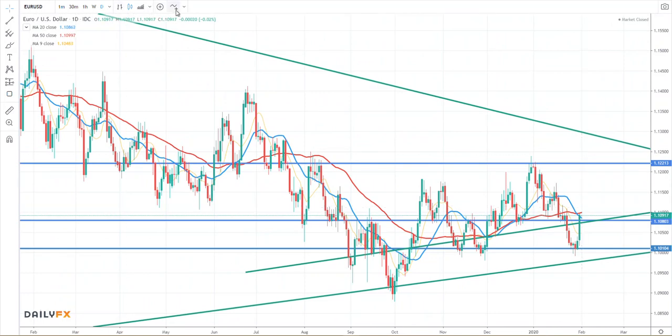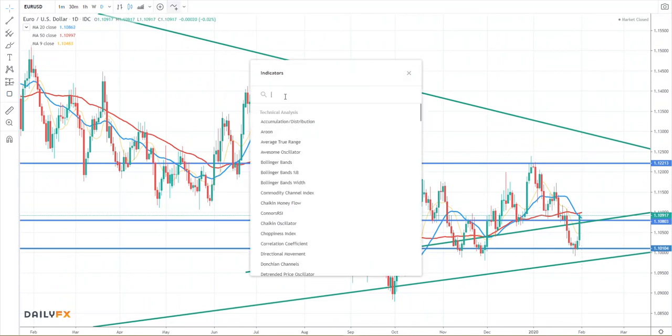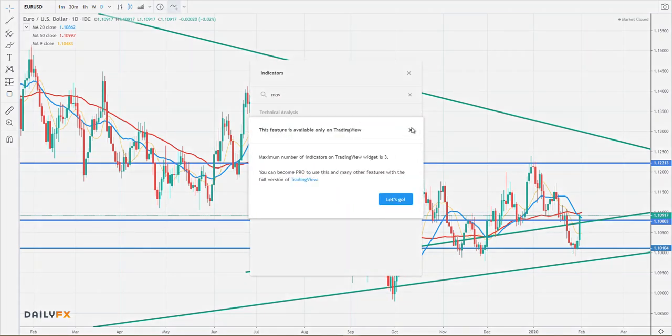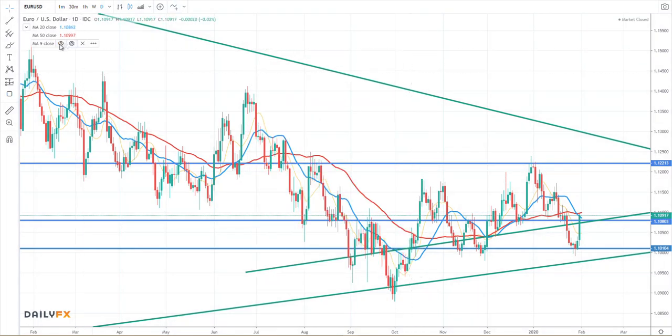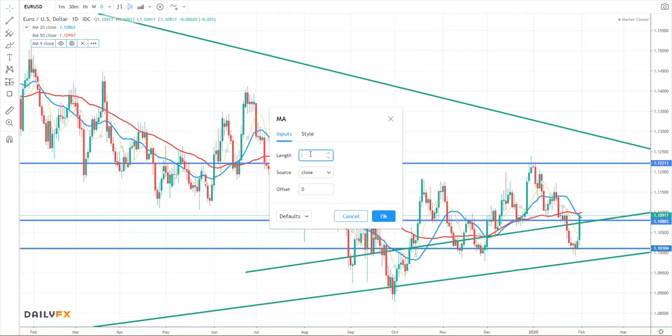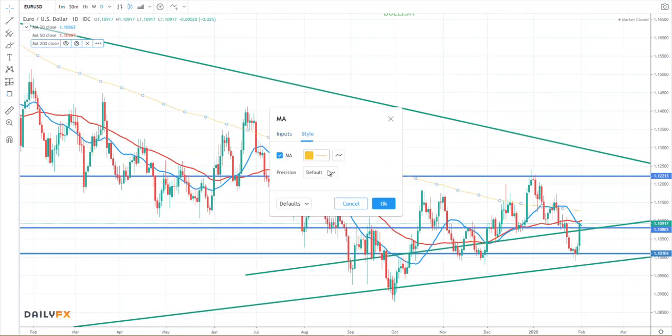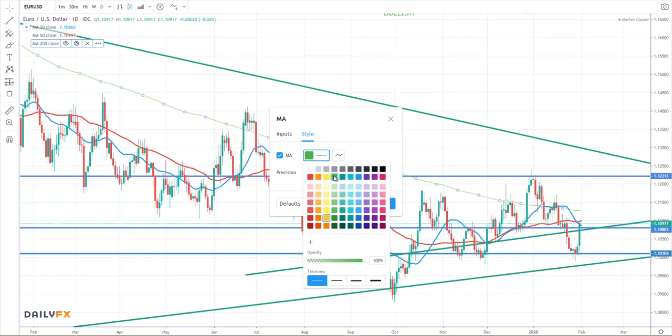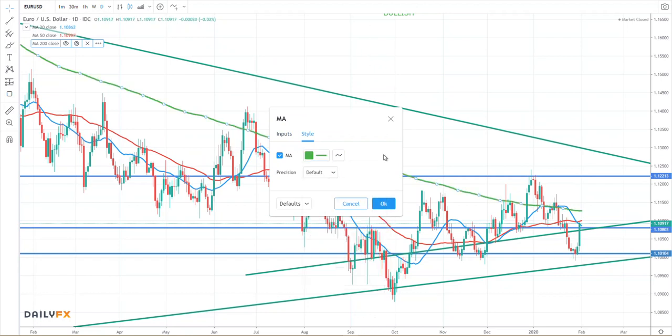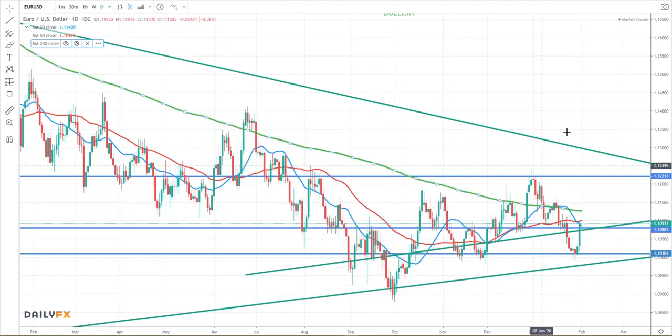Let's go ahead and add our low. Okay, and there's our 200-day moving average. So price still moving below it. We could see a little resistance here around the 1120 mark.